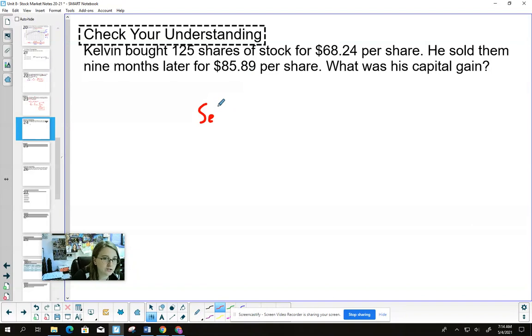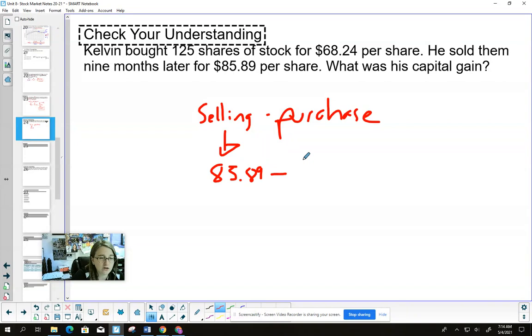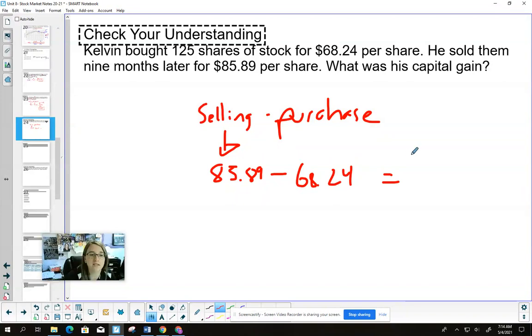So capital gain is your selling minus the purchase. Notice that they always list the selling price second. That's because that happens second. You buy first, and then you sell at 68.24. So you almost always list it second. Okay, so here is the per share capital gain, which is 17.65, but there are 125 shares.